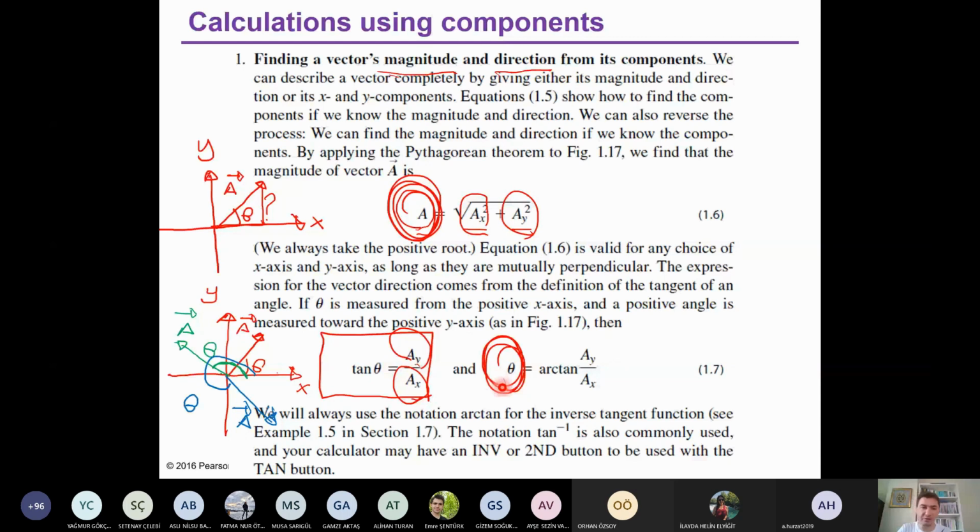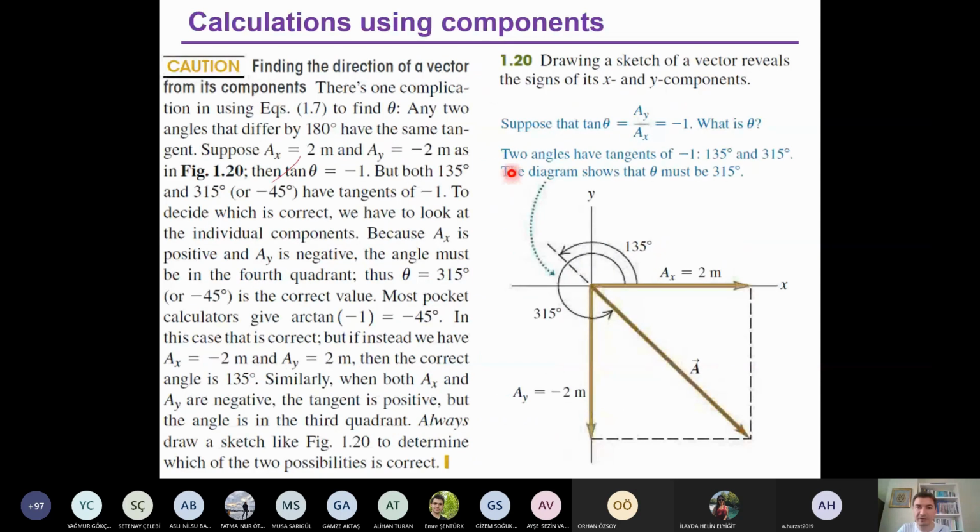How to check it? You can find theta like this. You can find theta like this. You can find theta like this. Which one is correct? So how to know this one? Here we have an example. Let's consider that tangent theta is equal to ay over ax, which is equal to -1.